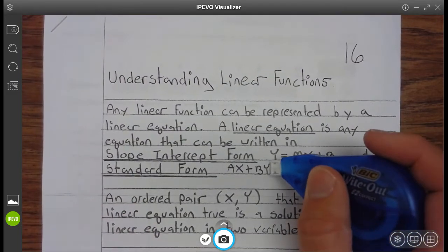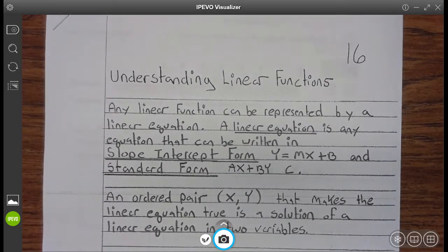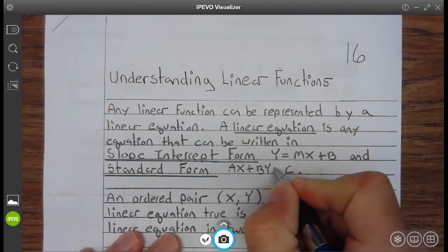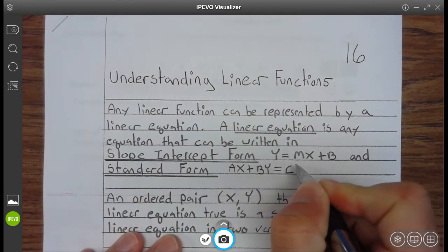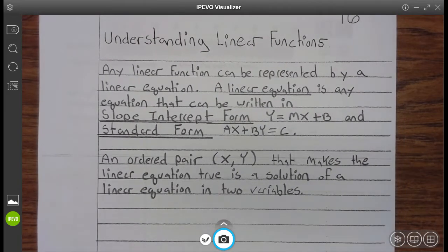Little typo on your paper, let's go ahead and fix that. Ax plus by equals c. All right. An ordered pair x, y that makes the linear equation true is a solution of a linear equation in two variables. All right, go ahead and finish up your notes.